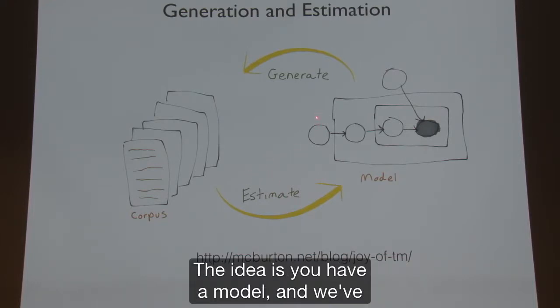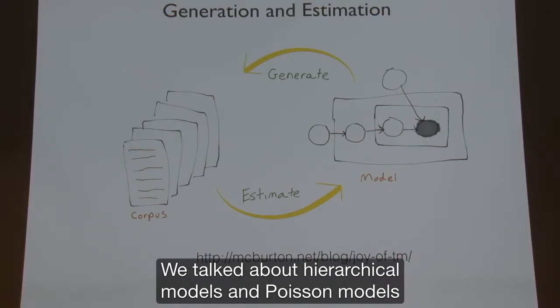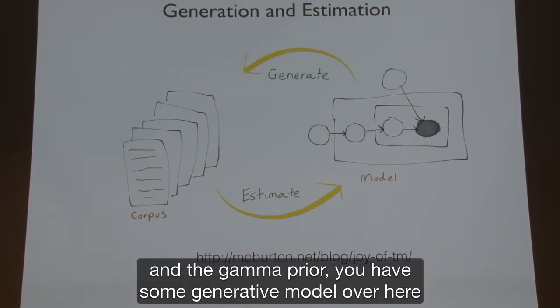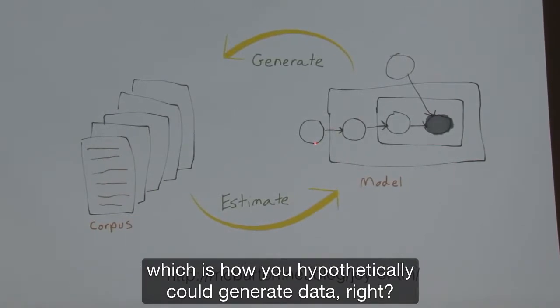The idea is you have a model, and we've been talking about models, right? We talked about hierarchical models and Poisson models with a gamma prior. You have some generative model over here, which is how you hypothetically could generate data, right?